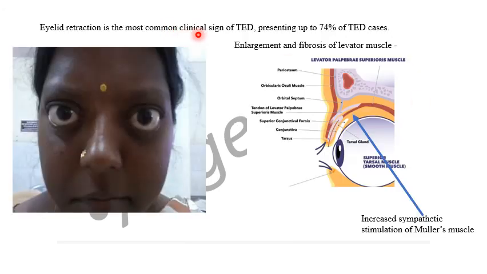So eyelid retraction is the most common clinical sign, presenting in up to 74% of eye disease. Look at the eyelid retraction. It is because of enlargement and fibrosis of the levator muscle. So it has pulled up the lid. Not only that, this part of the levator palpebrae is called the Muller's muscle. It is supplied mainly by the sympathetic supply. So it is sort of an aggravation. The main muscle is in spasm. The smaller twig, which is the Muller's muscle, through another attack, that is a sympathetic overdrive, that also will contract. So in the end, you have an upper eyelid retraction. You can have lower eyelid retraction also.